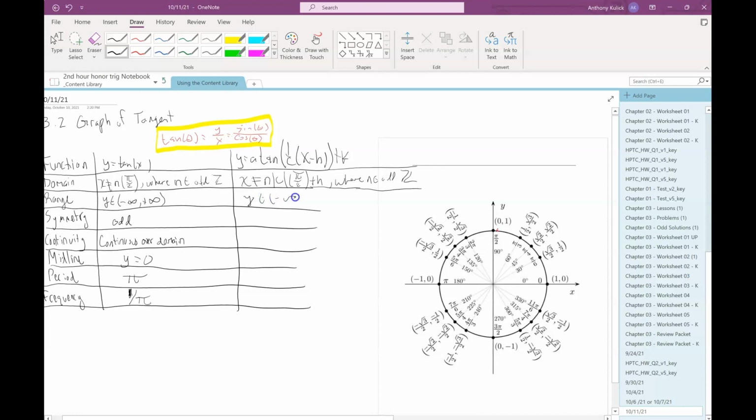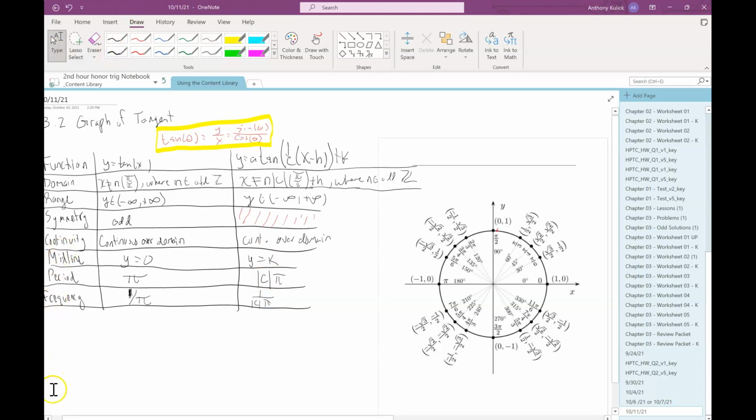If the domain or the range was all real numbers before, nothing we can do can change that. Again, most transformations can just destroy any symmetry we might have. So we're not going to worry about that. Again, if it was continuous over the domain before, nothing we can do can change that. The midline is going to just be y equals k. The period, again, can be changed by C, just like before. And then the frequency is obviously the reciprocal of that.